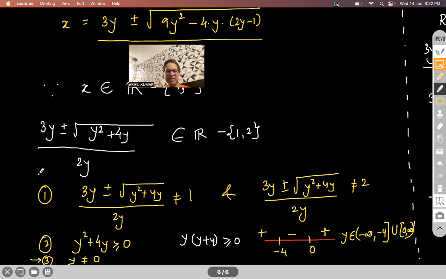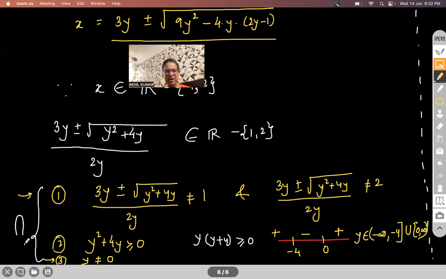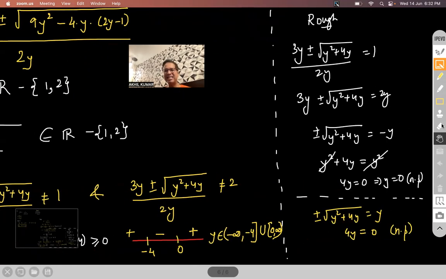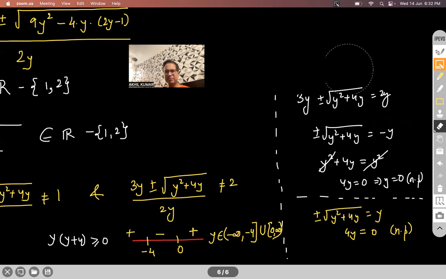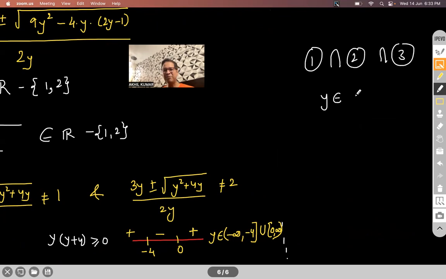Right? So what I have to do is keep all these three restrictions in my mind. That means I have to take the overlapping scenario of all three conditions. The first one says I have no issues with any value of y. Any value of y you put, I am fine with the first restriction. The second restriction says I want the value of y only in minus infinity to minus 4, inclusive of minus 4, union 0 to infinity, inclusive of 0. But the third condition says I don't want it to become 0. Okay. So tell me which will be the overlapping condition here. Shall I erase this part? Because this part is eating up my space. So what is the overlap of the first, the second and the third scenario? Won't you say that the overlap is going to be y belonging to minus infinity to minus 4 union open interval 0 to infinity? This becomes, my dear, the range of the function.